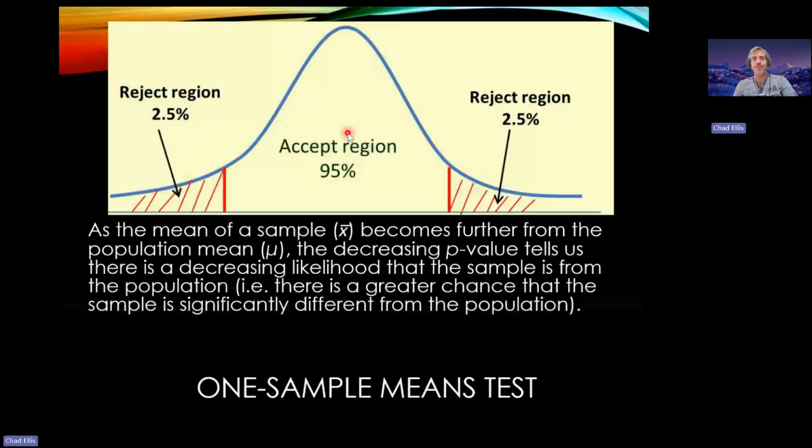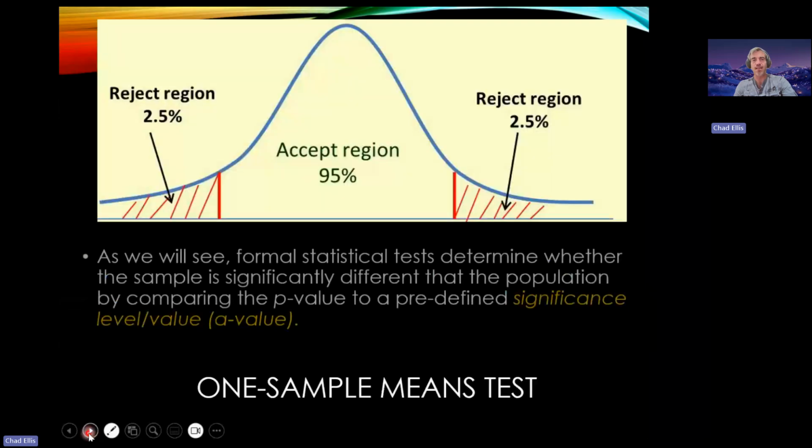Again, as your sample value, or sample mean, which is usually what we're determining in this case, gets further and further, more extreme, either higher or lower, away from the population mean, it becomes less and less likely that that sample actually comes from that larger population, and that it comes from a completely different group. That's essentially what the one sample means test is telling us.